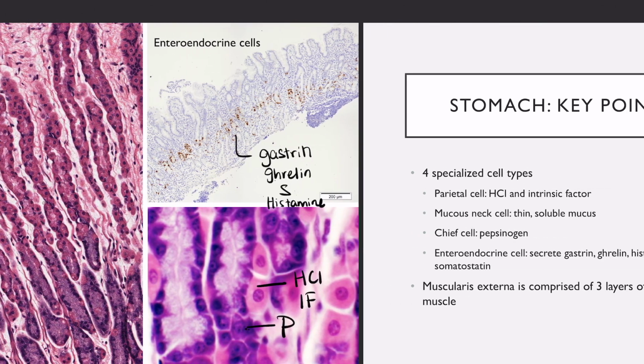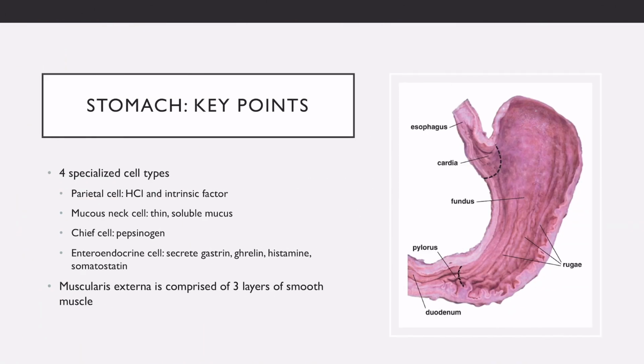As I alluded to earlier, the muscularis externa of the stomach is made up of 3 layers of muscle as opposed to 2. As with the esophagus, we have an outer longitudinal layer and inner circular layer, but here we have an added middle oblique layer. And finally, the stomach is an intraperitoneal organ, which means it is entirely surrounded by the peritoneum, or the serosa.